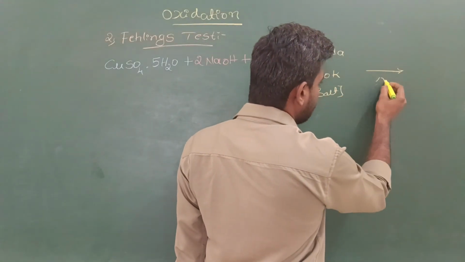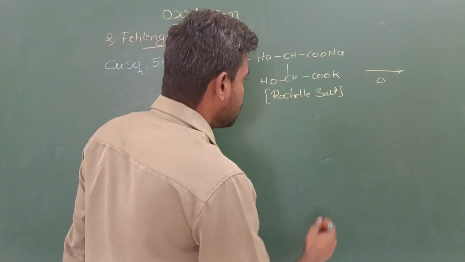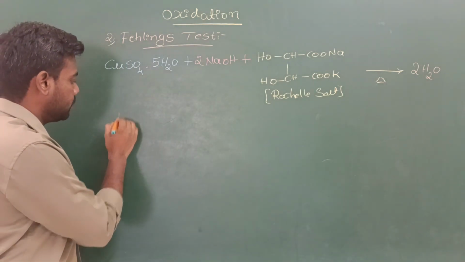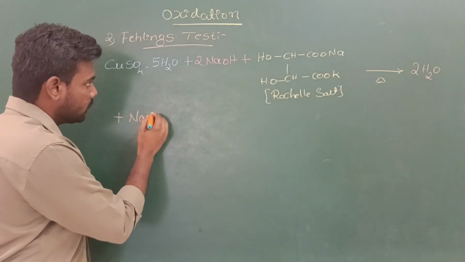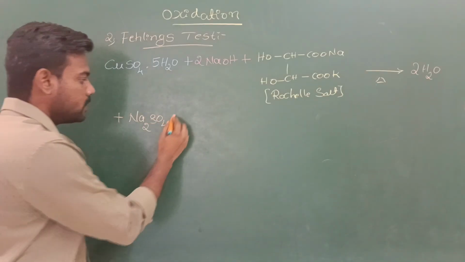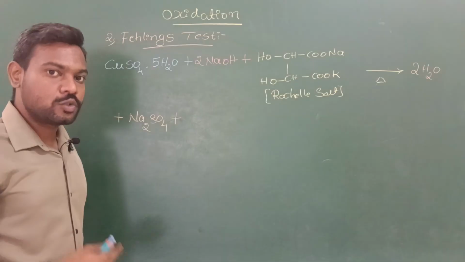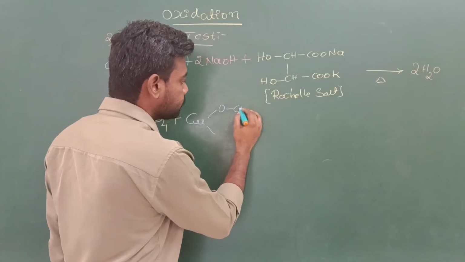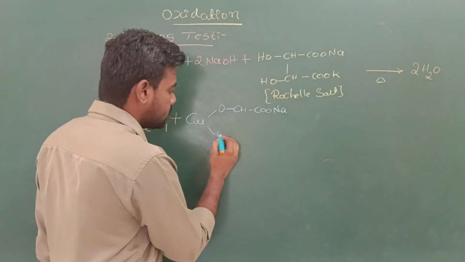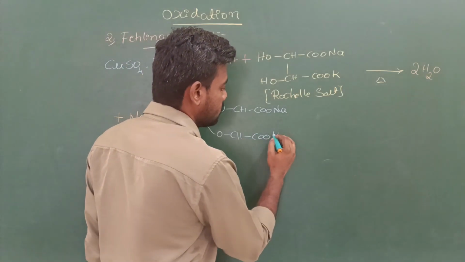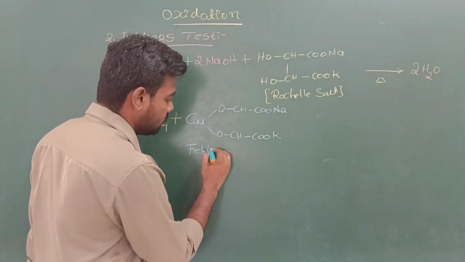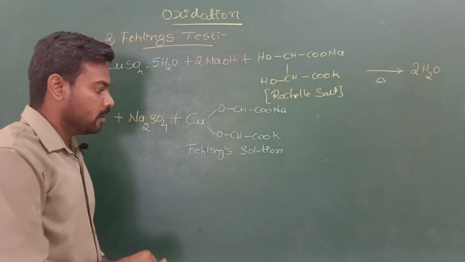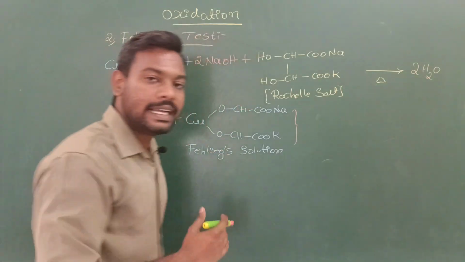In the presence of each, we get 2 moles of water molecules, sodium sulfate and a deep blue colored solution known as a copper complex, which is known as Fehling's solution, which gives a deep blue color.